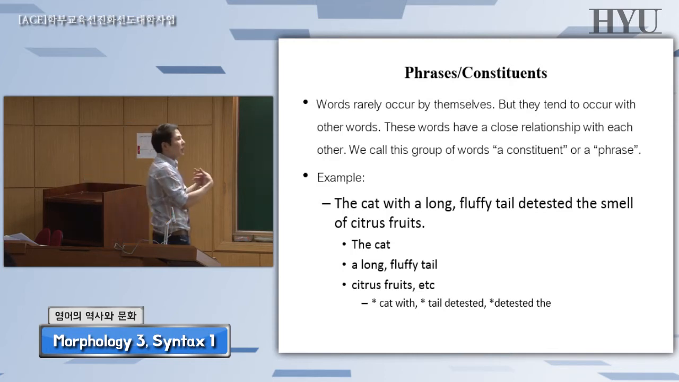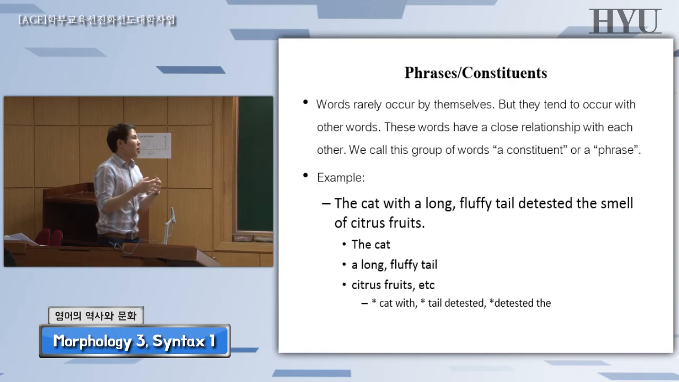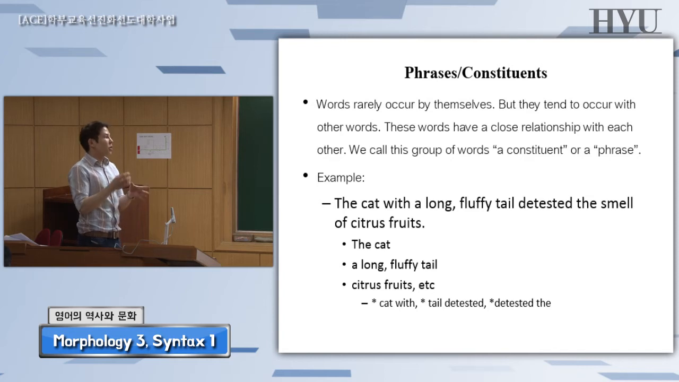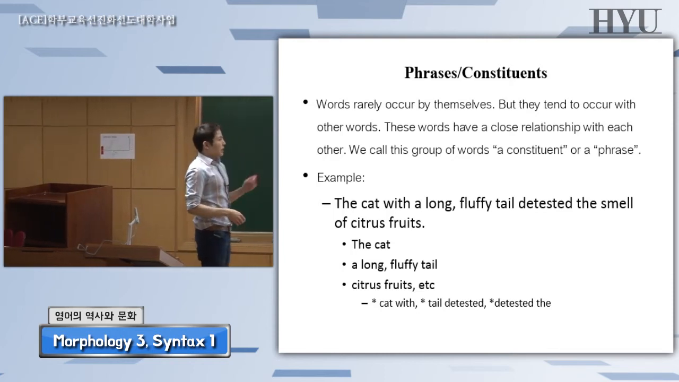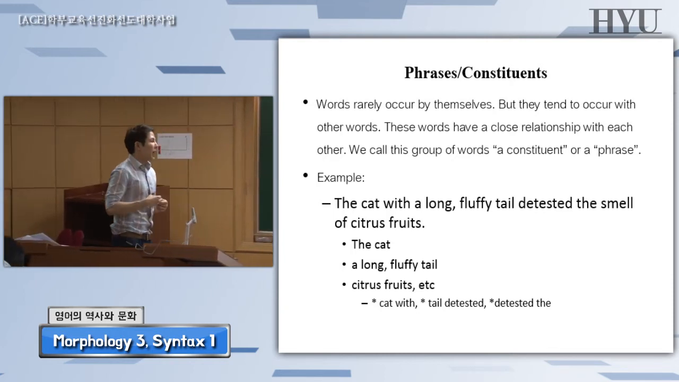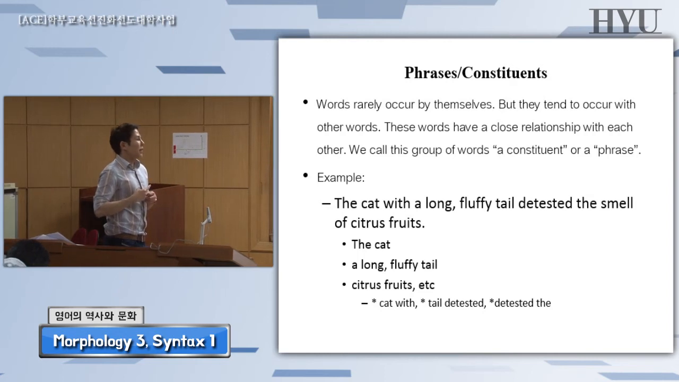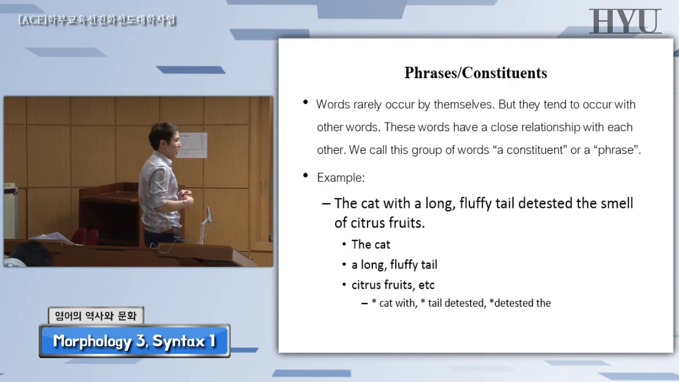Words seldom occur by themselves, okay? They rarely occur by themselves, but they tend to occur with other words, okay? And these words have a close relationship with each other. So they go as a group, okay? They go in groups, okay? And we call this group of words a constituent or a phrase, okay? So there's this example on this slide. The cat with a long fluffy tail detested the smell of citrus fruits, like this, okay?